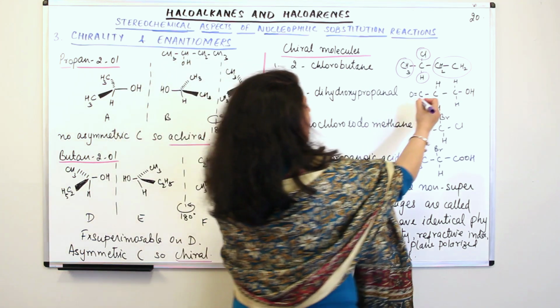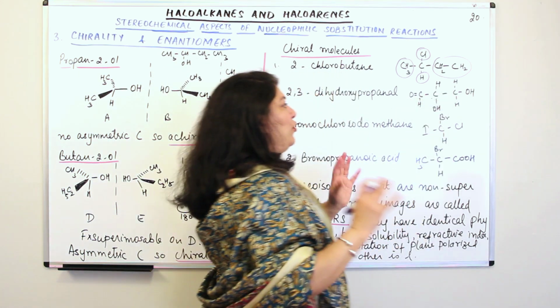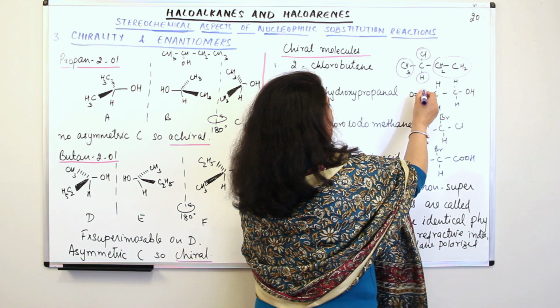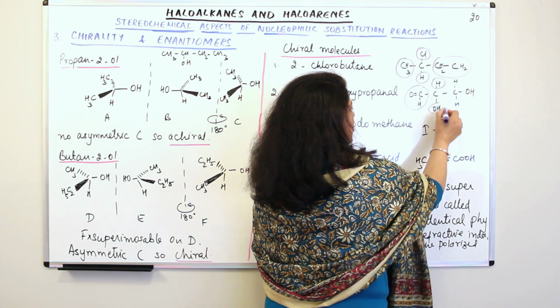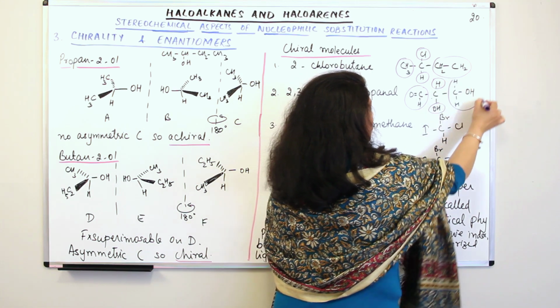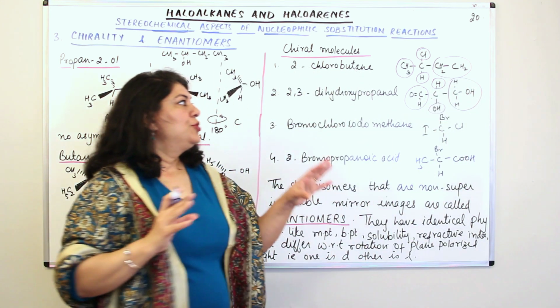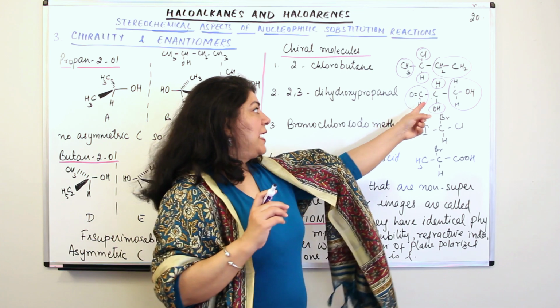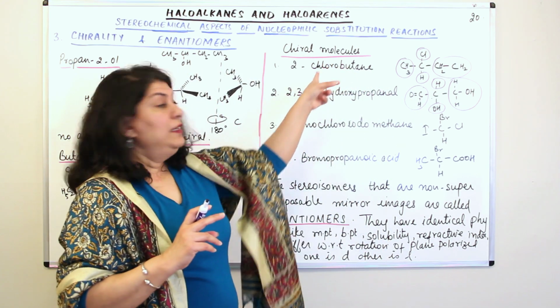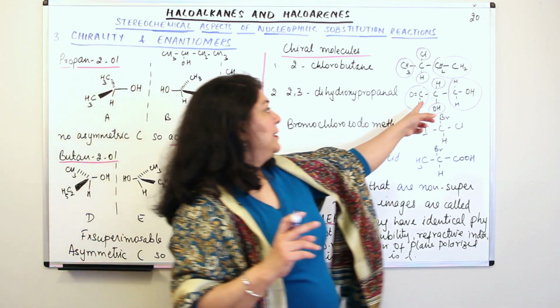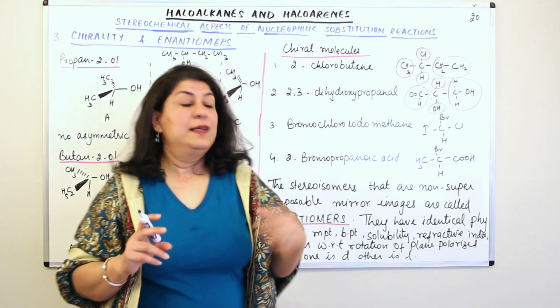So we'll take this carbon to be the center, which has four different bonds. Let's see. This has CHO on one side, one species is H, one is OH, and the other is CH2OH. Do you see? All four species attached to this carbon atom are different, and therefore this is a chiral molecule. What is the chiral center here? The second carbon is the chiral center.